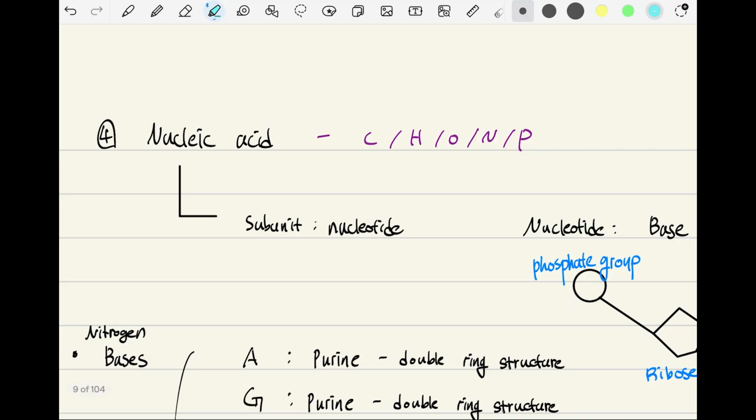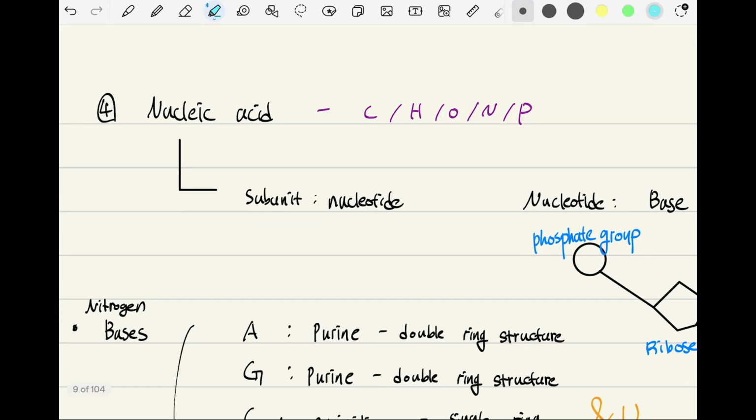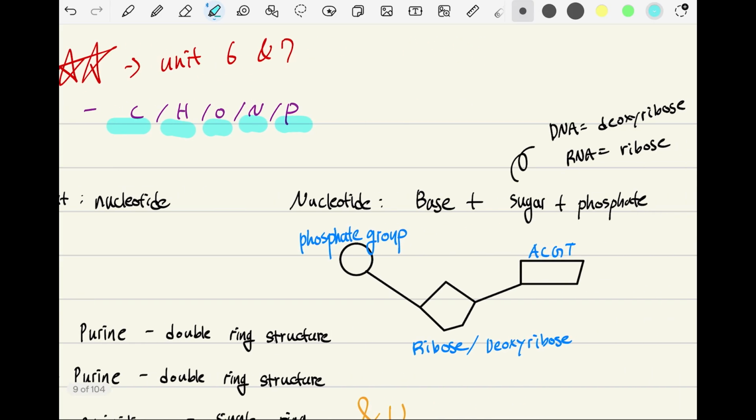Now let's talk about nucleic acids. Nucleic acids are kind of tricky but really important in AP Bio, because we're going to learn about this really deeply in Unit 6 and maybe a little bit of Unit 7. So nucleic acids are usually made of carbon, hydrogen, oxygen, nitrogen, and phosphorus.